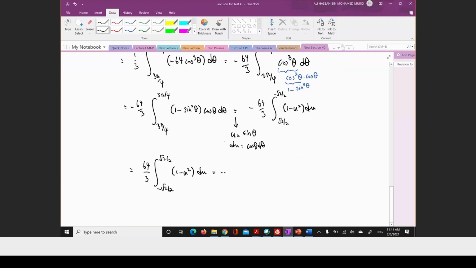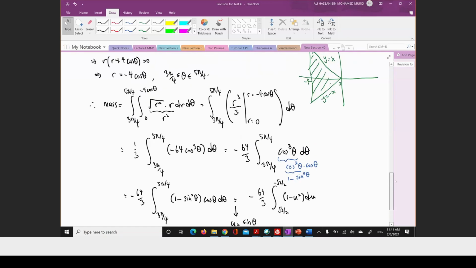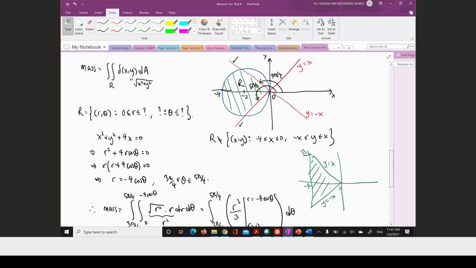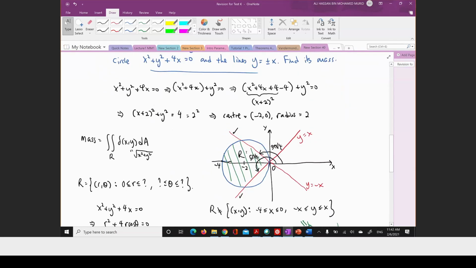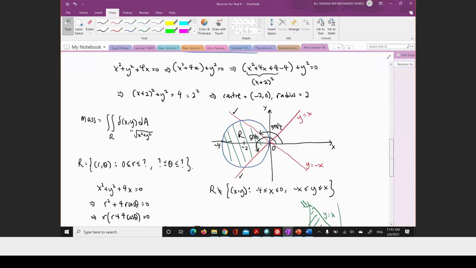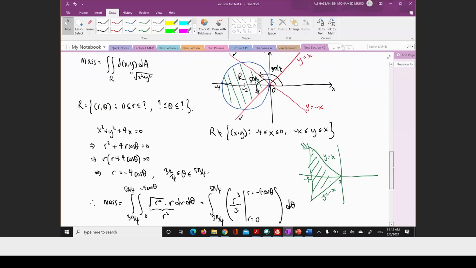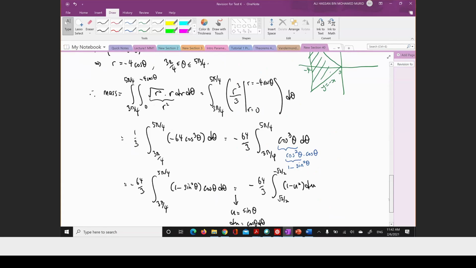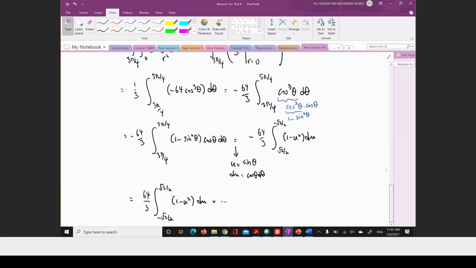Okay, I leave it to you to simplify this integral. Alright? You should be able to solve this. So first is to get the diagram correct, and then also to get the limits correct here, or the polar coordinate. Any question?